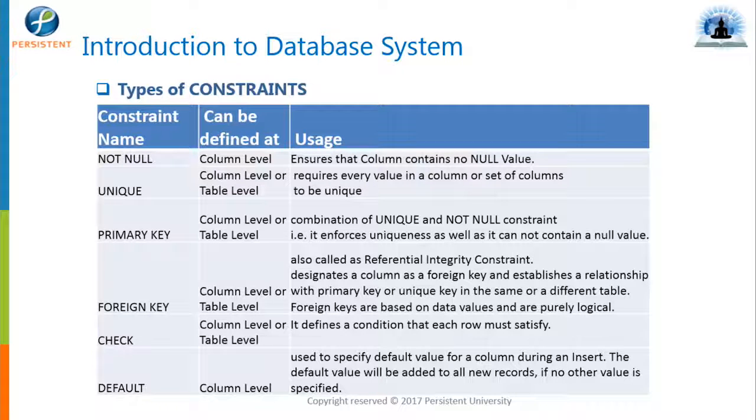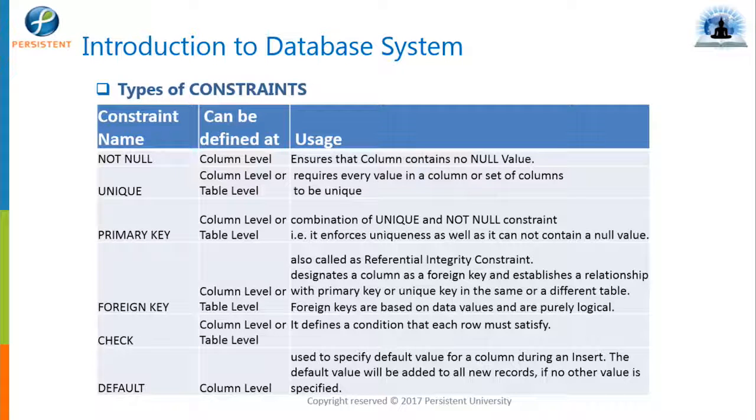Unique constraint requires every value in a column should be unique. Primary key is a combination of unique and not null constraint. It means it enforces the uniqueness as well as it cannot contain a null value.